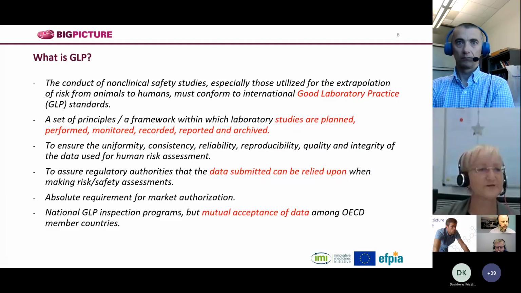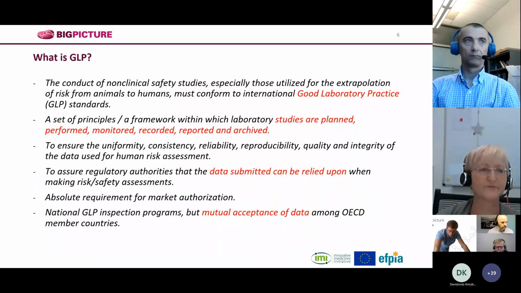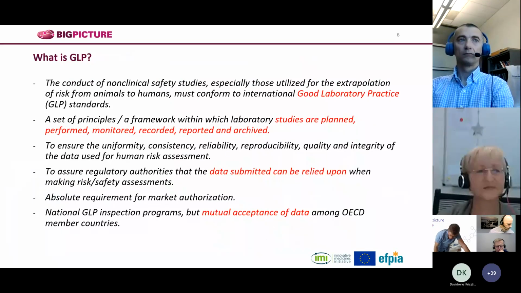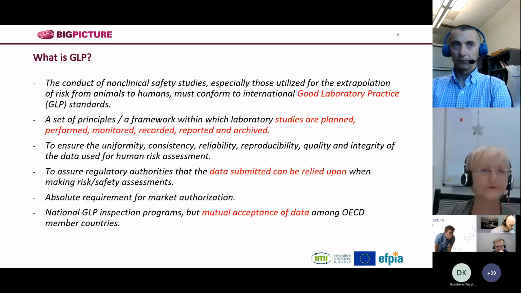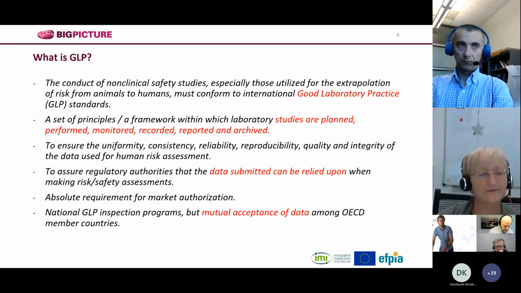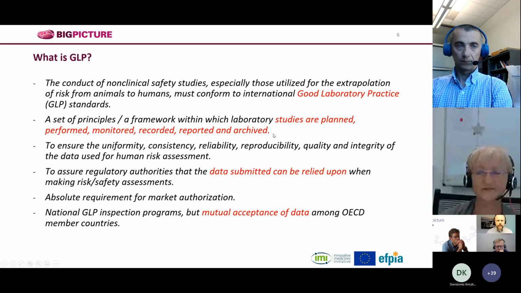So I'm now coming to GLP. What is GLP? GLP, good laboratory practice, concerns the conduct of non-clinical safety studies, especially those which are used in order to extrapolate a risk to humans. Those principles concern the planning, the performance, monitoring, recording, reporting, and archival of those studies.